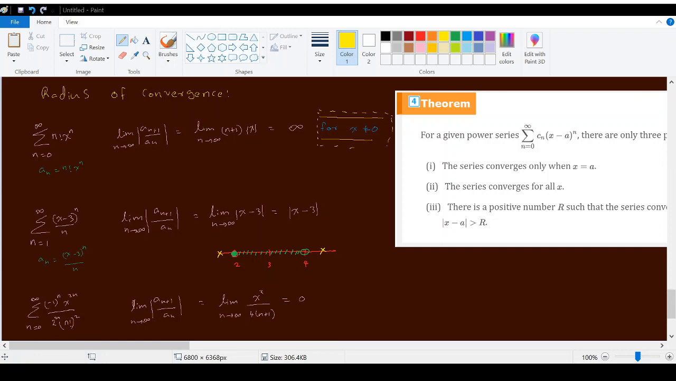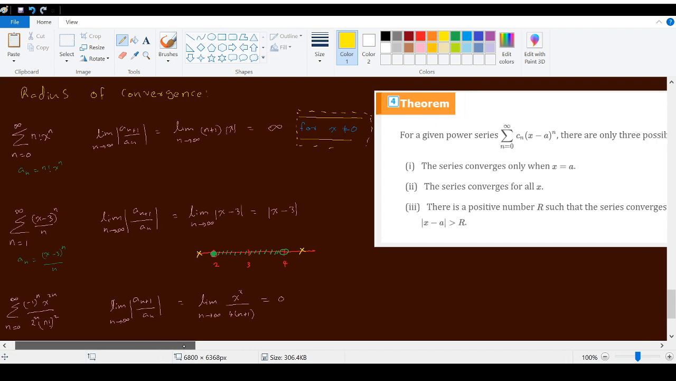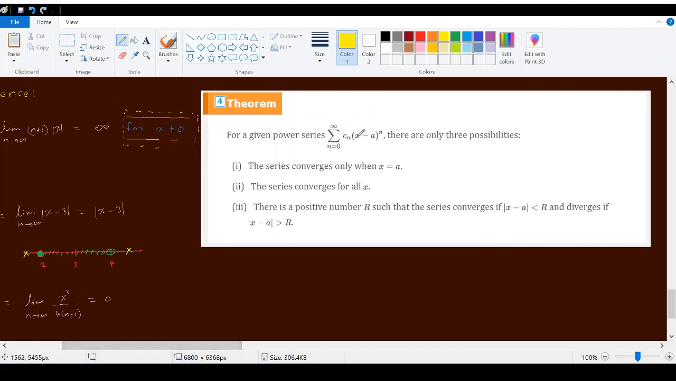Now let's have a look at this theorem. So here it says for a given power series, now remember this is the power series notation, there are only three possibilities. One is the series converges only when x is equal to a, right?